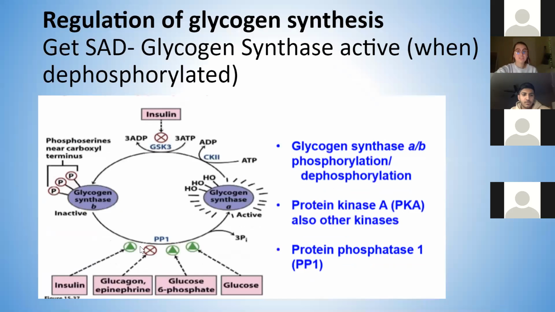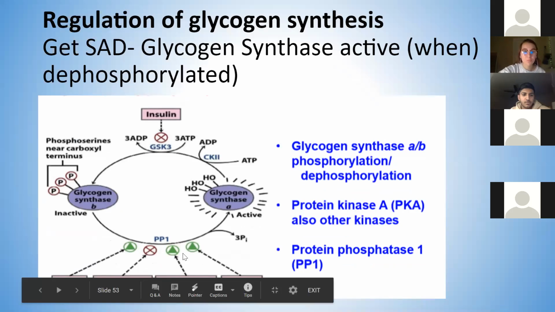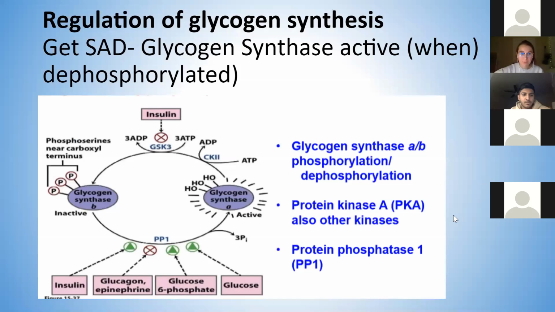And what enzyme will dephosphorylate glycogen synthase? That is our PP1 enzyme, which, as we have learned before, is activated by insulin, which is indicative of high glucose levels in the blood. It is inactivated by glucagon and epinephrine, which reflect essentially a state of energy demand. Glucose 6-phosphate will activate this phosphatase and also glucose.